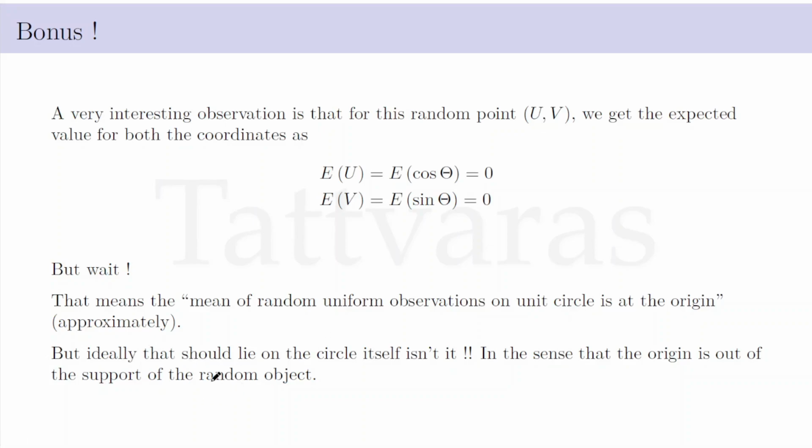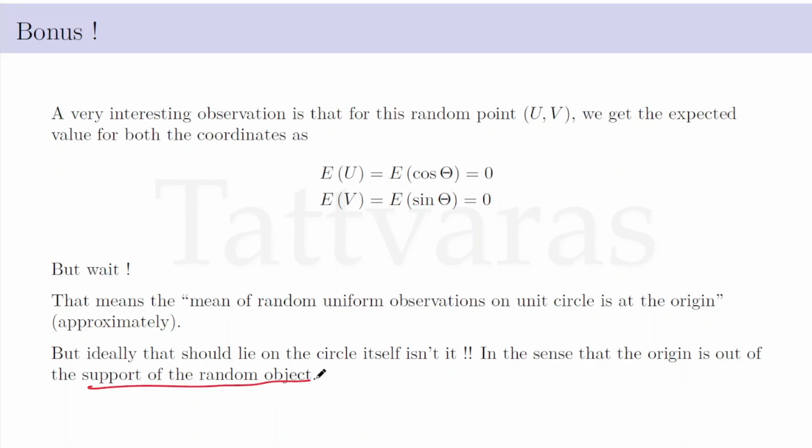But the point origin is obviously not included in the circle, right? It is not lying on the circumference, it is inside the circle. So the mean, if we calculate the coordinate-wise mean, that will go out of the support of the random variable. So that is the key problem.